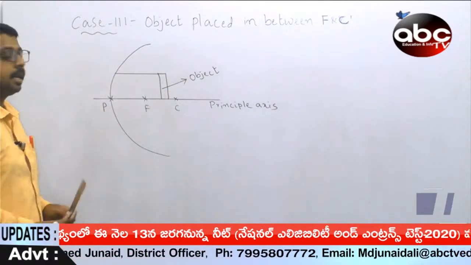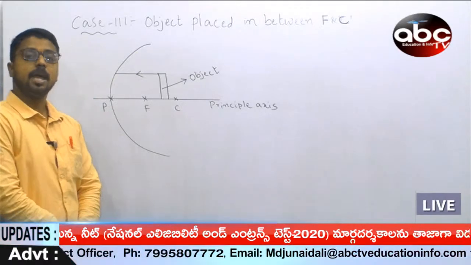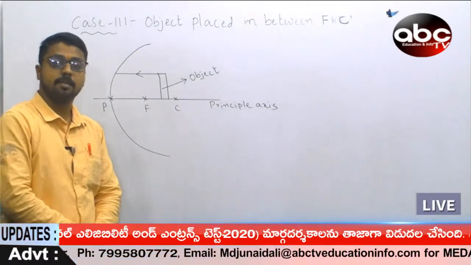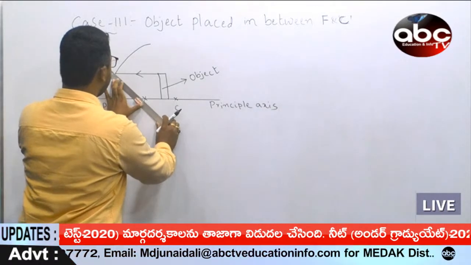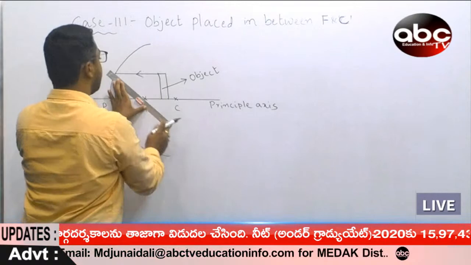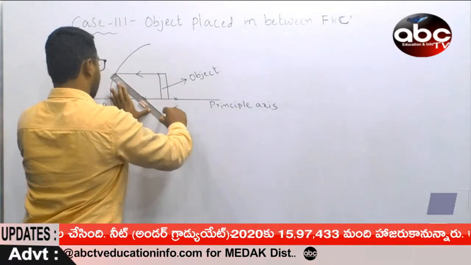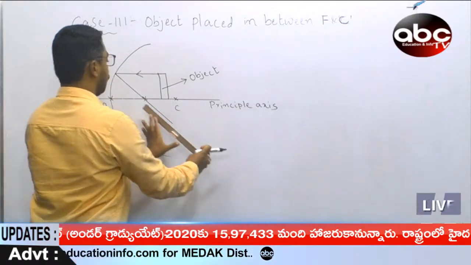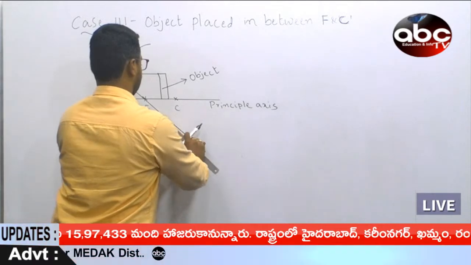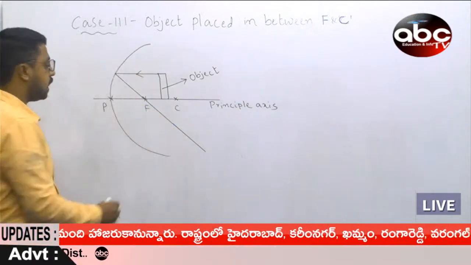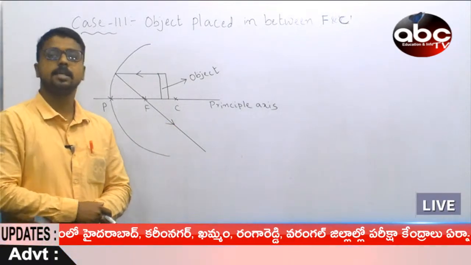I have posted a parallel ray to the principal axis. Then, according to the rules of sign conventions or the rules of ray diagrams, what is going to happen? The parallel ray is certainly going to be reflected through the focus.